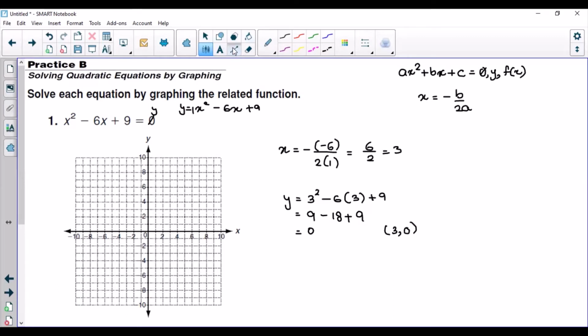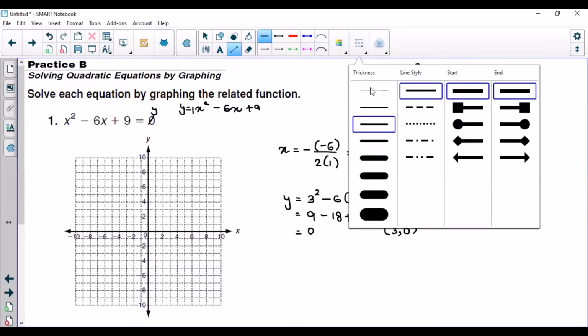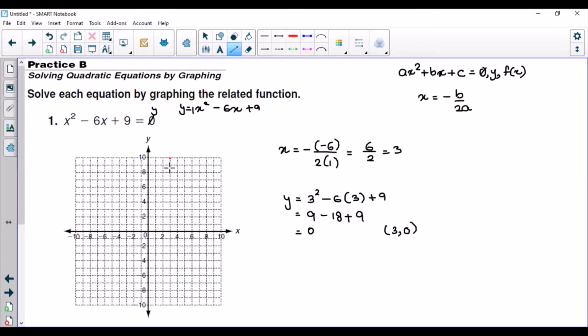First let's graph these two things so that we can have an idea what kind of graph it is going to be. Let me do that with a different color so you can identify the difference. So x is equal to 3, that's the line of the axis of symmetry, is going to be like this. This is going to be the axis of symmetry. And then the coordinate, that's the vertex we got, is 3, 0, which is here. So now you can identify this is going to be the vertex.